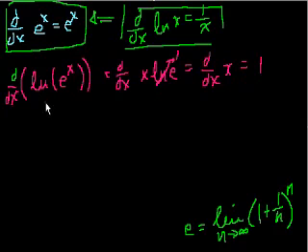But let's do this another way. Let's use the chain rule. So what does the chain rule say? If we have f of g of x, where we have one function embedded in another one, the chain rule says we take the derivative of the inside function, d/dx of e to the x, and then we take the derivative of the outside function with respect to the inner function. You can almost view it that way.